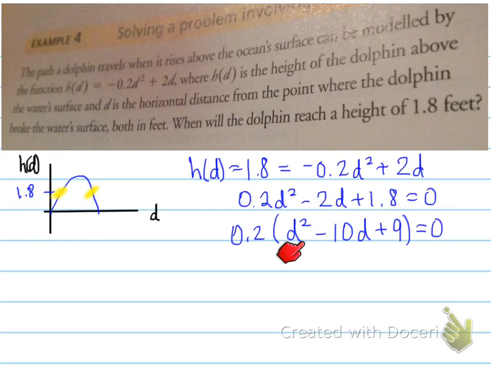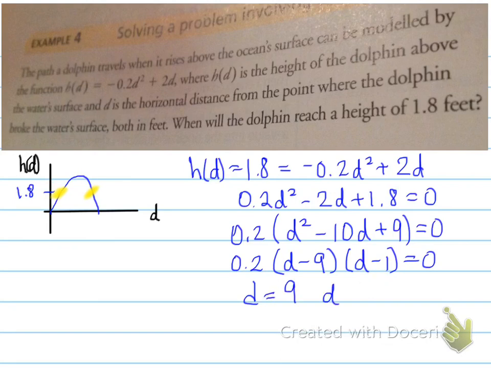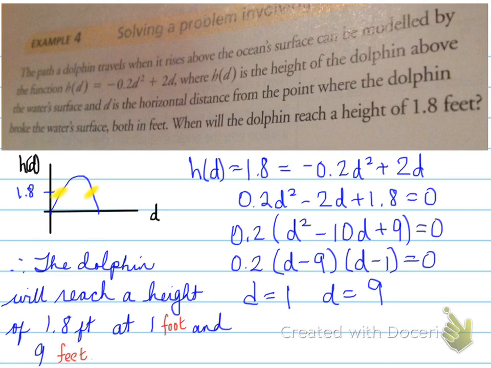And then you're going to factor this inside, and we get 0.2 times d minus 9 and d minus 1 is equal to 0. So two numbers multiply to give you 9 and add to give you negative 10. That's negative 9 and negative 1. d is equal to 9 and d is equal to 1. So that means the dolphin will reach a height of 1.8 feet at 1 foot and 9 feet.